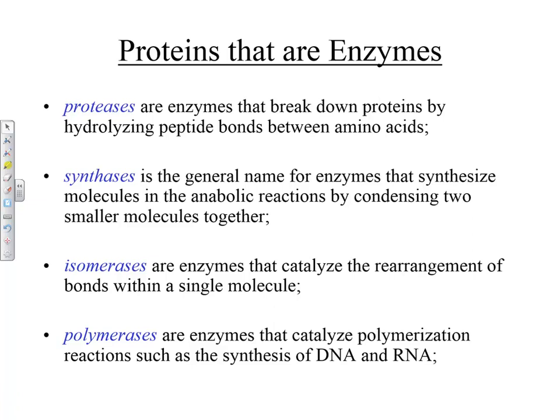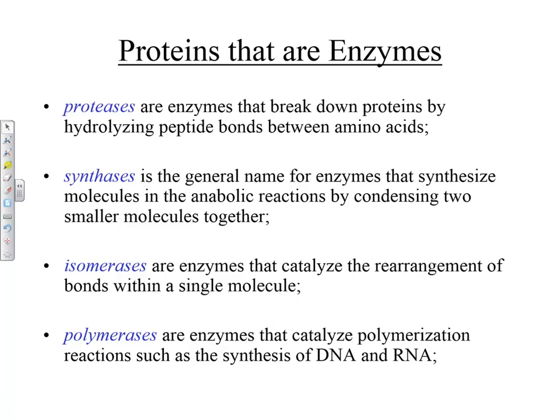Polymerases are enzymes that catalyze polymerization reactions such as the synthesis of DNA and RNA. Because to form DNA or RNA from the individual nucleotide units, you have to link them together by phosphodiester bonds. This is an energetically unfavorable reaction, and you need enzymes for that, and they're called polymerases.